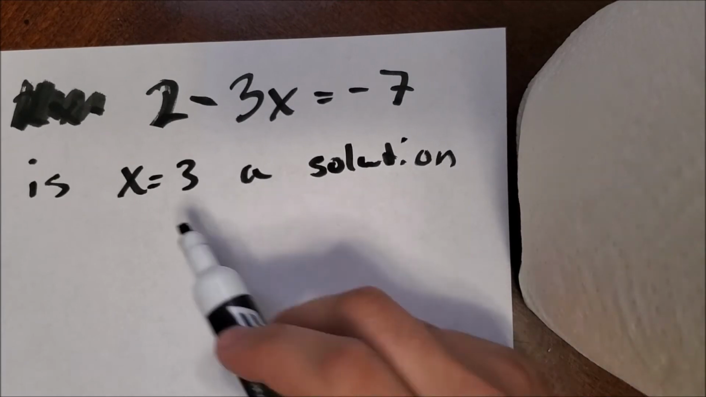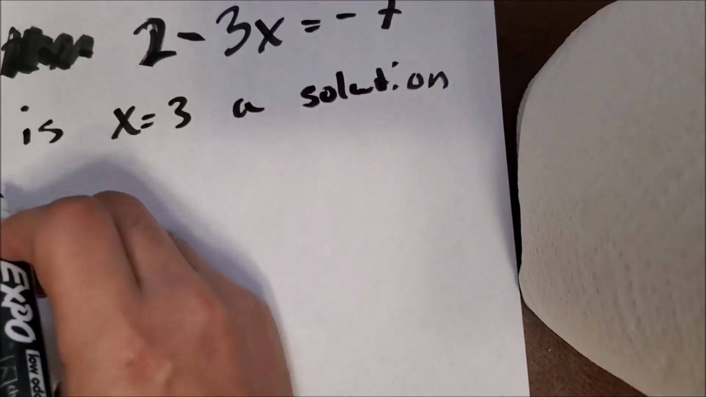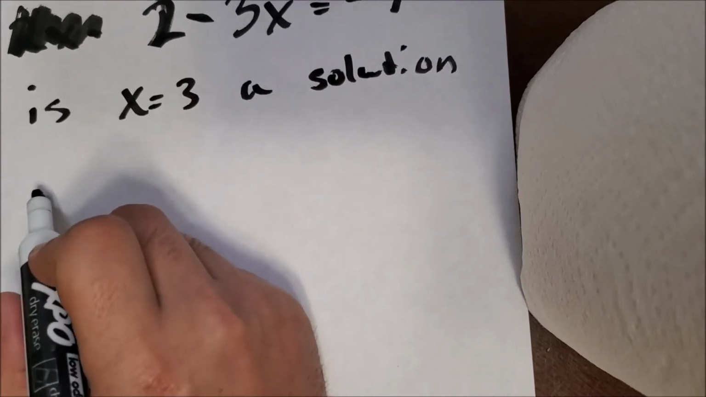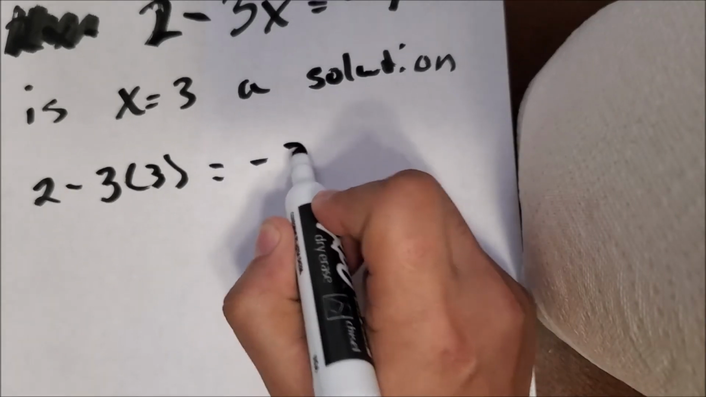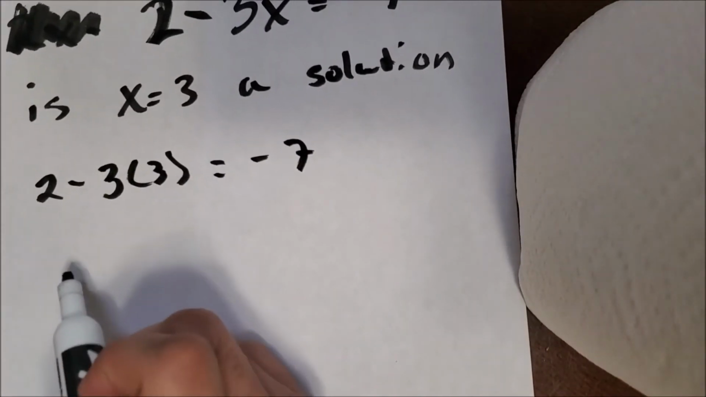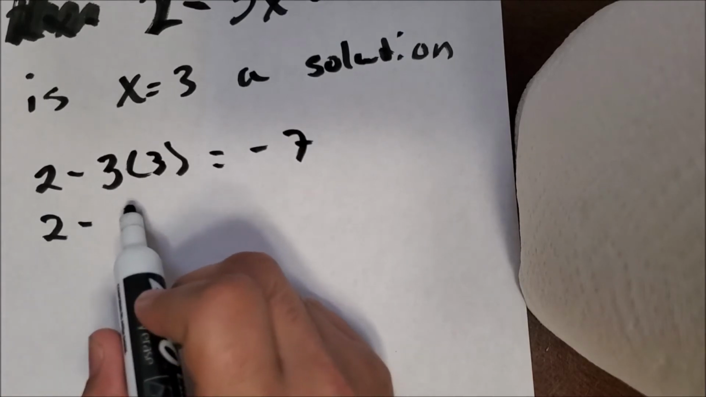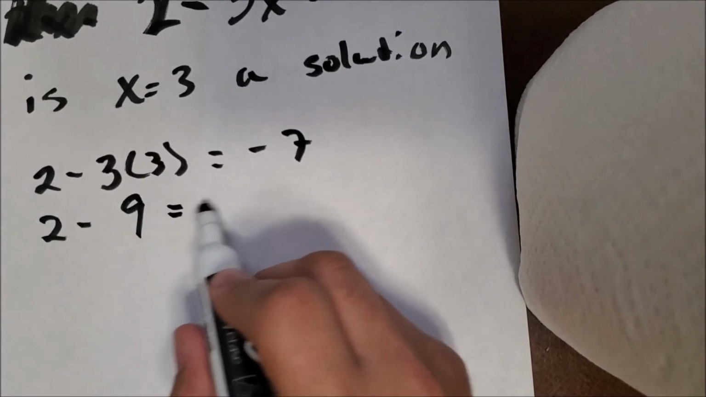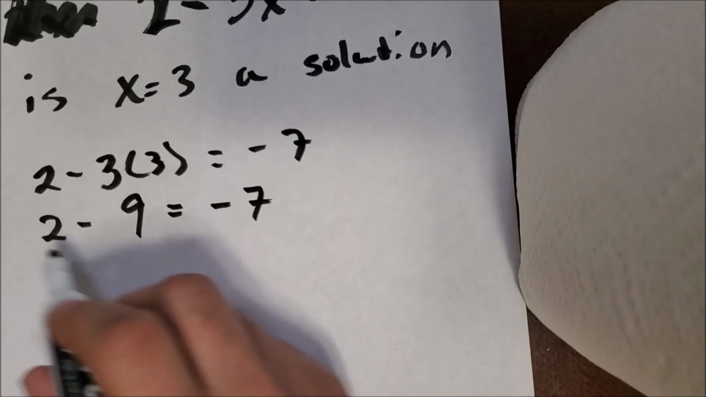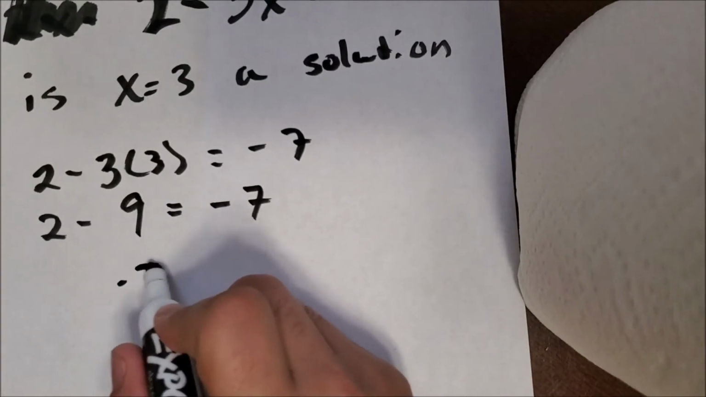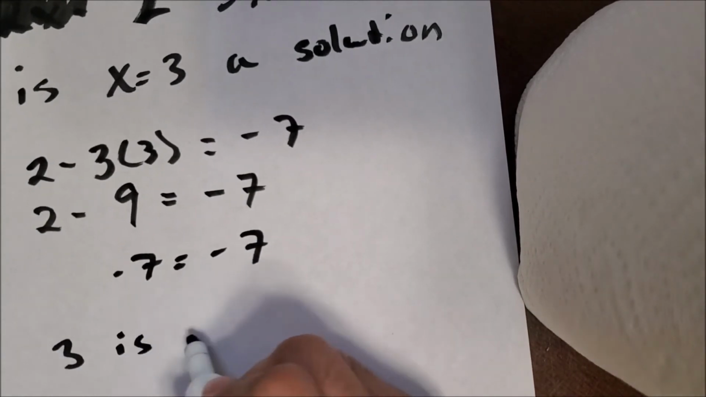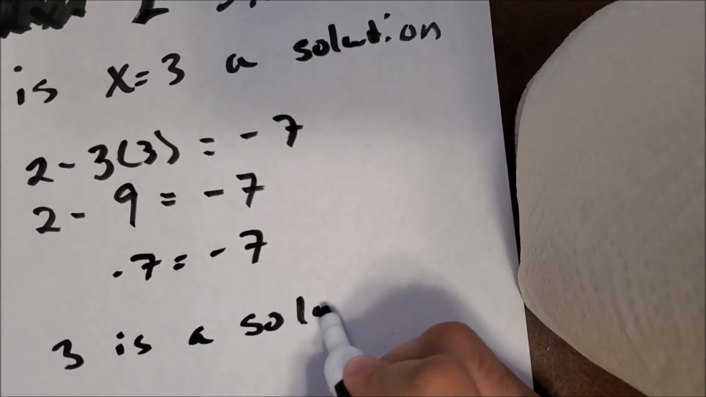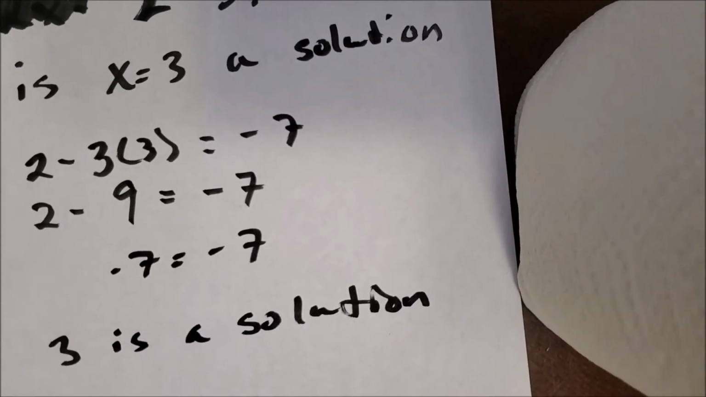So all we do is we plug in 3 into this. We'll say 2 minus 3 times 3. And we say, okay, well, this is 2 minus 9. 3 times 3 is 9. Well, 2 minus 9 is -7, so -7 equals -7. So x equals 3 is a solution. And we're good.